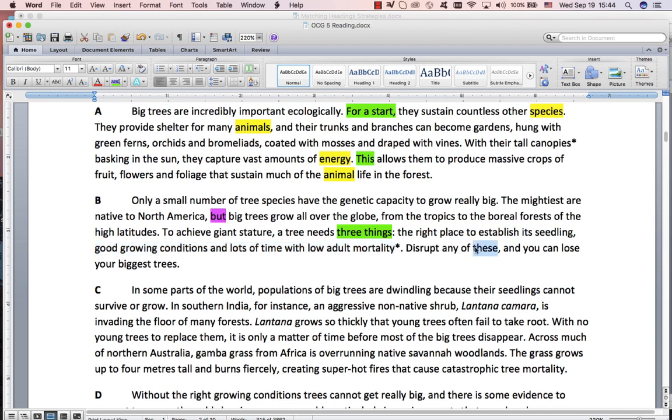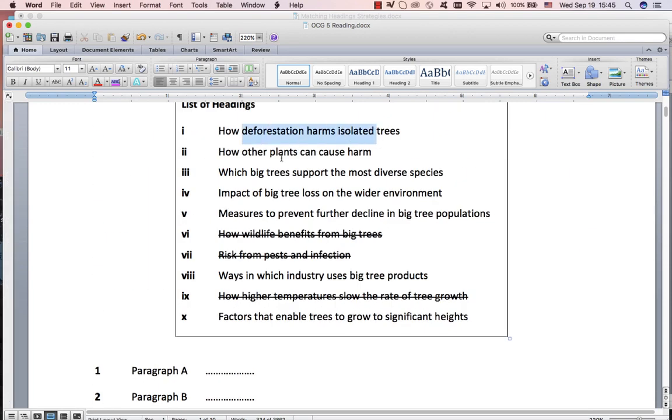Disrupt any of these. Reference pronoun. What are these? These are these 3 things, and you can lose your trees. So this paragraph is really about the trees growing big. Big there, giant there. And it's about these 3 things. Can we find anything of that? Harms, no. It's not positive, it's not neutral, or negative. It's kind of neutral. It's just what the tree needs.